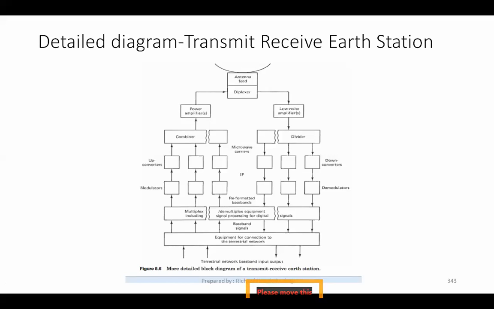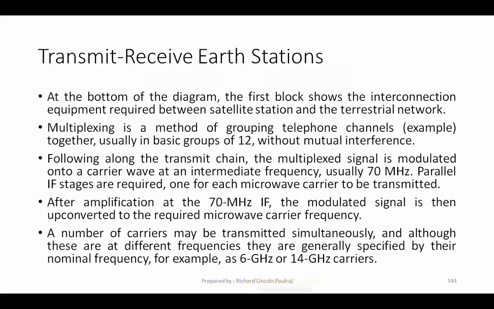Next you can see that you have an LNA, low noise amplifier, because we have amplified things here, and then comes your divider. You have combiner and divider here, and then your down converters, for slowing down or getting it into a lower frequency, and then demodulators, then it gets into the demultiplexer, demux, and then it gets into the equipment for transmission. So this is your detailed diagram of a transmit and receive earth station.